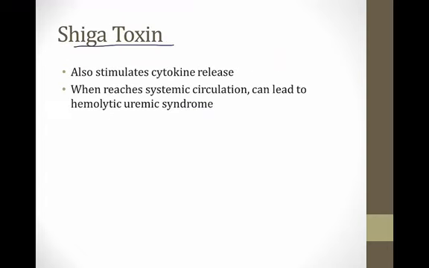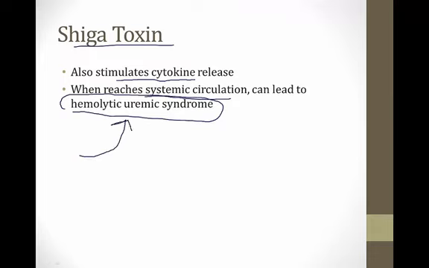Shiga toxins and Shiga-like toxin from enterohemorrhagic E. coli can stimulate cytokine release. So when they reach the systemic circulation, this is one of the things that can lead to the hemolytic uremic syndrome. And recall that enterohemorrhagic E. coli is associated with the hemolytic uremic syndrome. It's one of the worst complications of that infection that you can get. It involves acute renal failure and hemolytic anemia. And it's related to the Shiga-like toxin entering the systemic circulation and triggering an immune response.